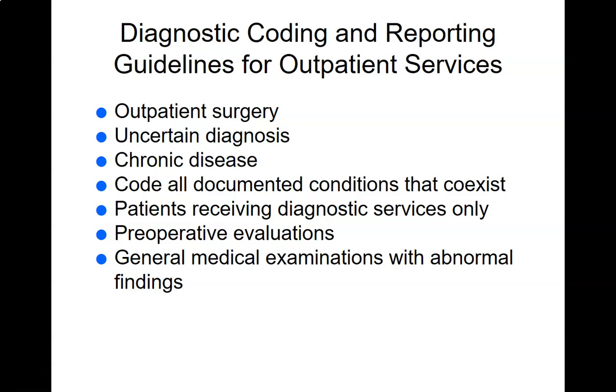Diagnostic coding and reporting guidelines for outpatient services. Section 4 of the official coding guidelines contains a set of rules specific to reporting of outpatient services with which the health insurance specialist should be familiar. The guidelines are approved for use for reporting of hospital-based outpatient services and provider-based office visits. The guidelines are used in conjunction with the general and disease-specific guidelines. Some of these guidelines are outpatient surgery and certain diagnoses, chronic disease, code all documented conditions that coexist, patients receiving diagnostic services only, preoperative evaluations, and general medical examinations with abnormal findings.